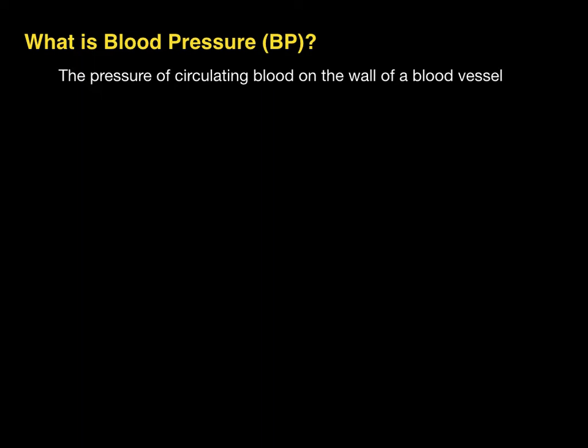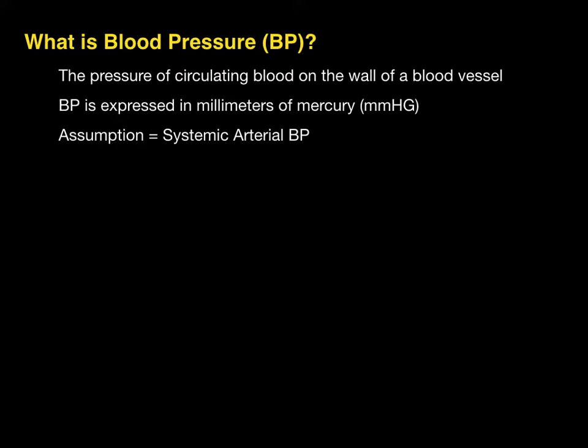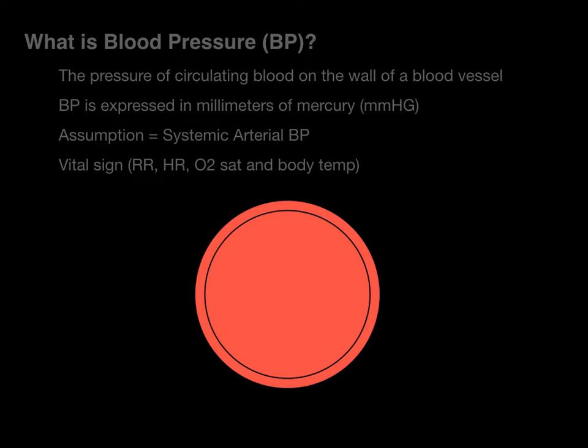Now, blood pressure is the pressure of circulating blood on the wall of a blood vessel. Blood pressure is expressed and measured in millimeters of mercury pressure, mmHg. The assumption is, whenever you talk about blood pressure, we're talking about systemic arterial blood pressure. And blood pressure is one of our key vital signs, just like respiratory rate, heart rate, oxygen saturation, and body temperature. And so here we have a cross-section of a systemic artery.